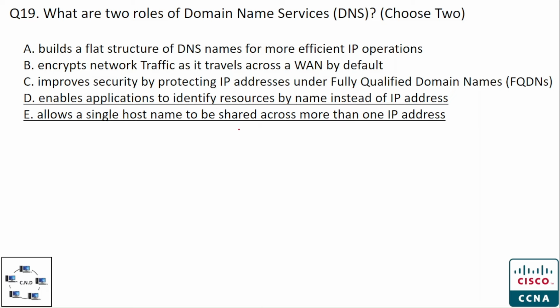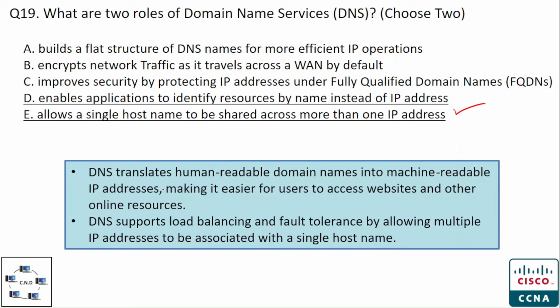And it allows a single host name to be shared across more than one IP address. So DNS basically translates human readable domain names into machine readable IP addresses, making it easier for users to access websites and other online resources. DNS supports load balancing and fault tolerance by allowing multiple IP addresses to be associated with a single host name.